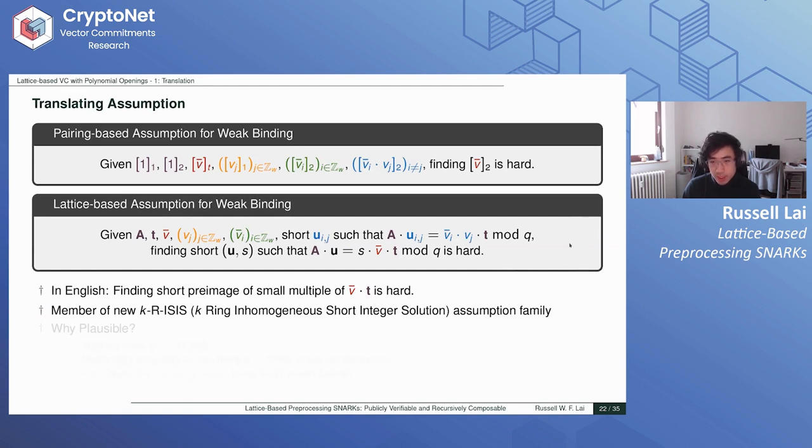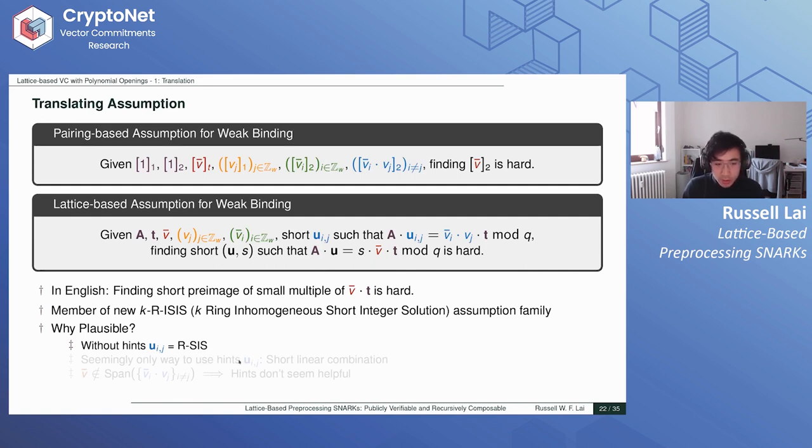So in particular, let me convince you why this particular assumption, which our scheme is based on, seems plausible. First, we notice that without these hints given in the public parameters, this problem is essentially the same as the ring short integer solution problem, or the ring SIS problem. And this is believed to be hard and it's a standard assumption in lattice-based crypto.